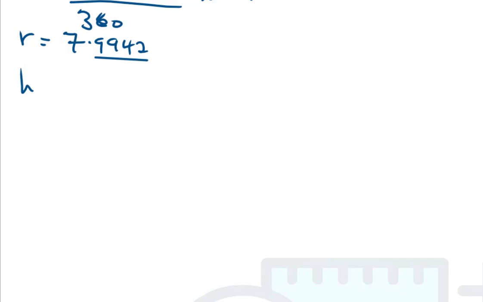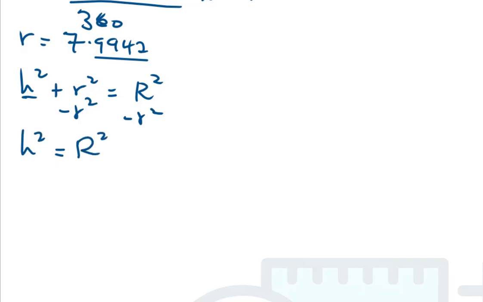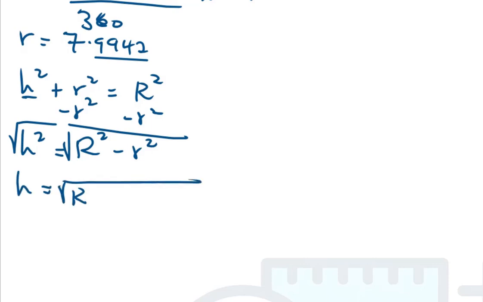So we can say h squared plus r squared will give us capital R squared. Then because we are looking for h squared, I can subtract r squared from both sides. So I have h squared being equal to capital R squared minus r squared. Then I'll take the square root of both sides. So I have our height being equal to the square root of capital R squared minus r squared. So we substitute our values.